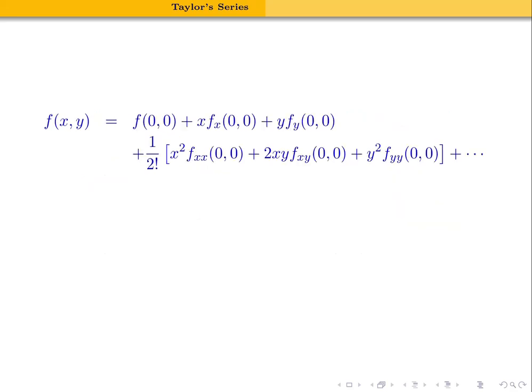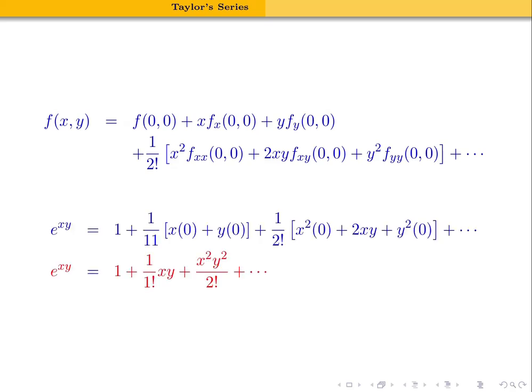So therefore now this is the Taylor series formula. We can replace all the known values here. So we will get e power xy is equal to 1 plus 1 by 1 factorial into xy plus 1 by 2 factorial into x square y square plus up to etc. So this is the Taylor expansion of e power xy.